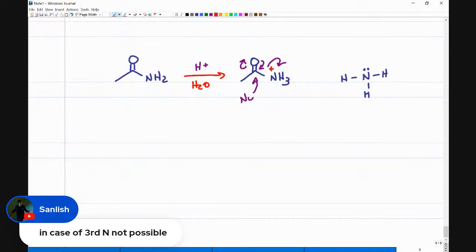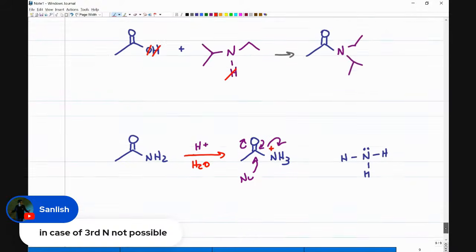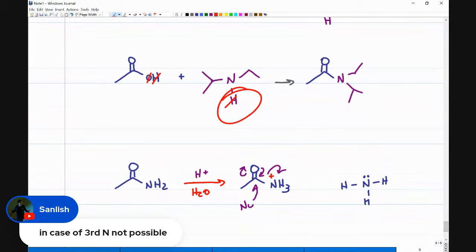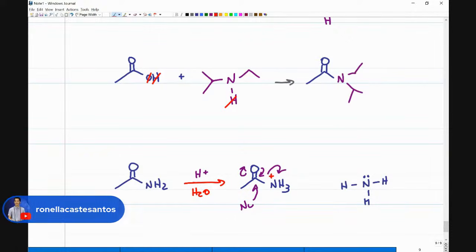Question. In the case of a third R group on the N, it's not possible? That is correct. If this right here was an R group, I have no hydrogen that I can deprotonate, and therefore I have nothing to take off to do the reaction. So this is where it would stop. You don't do it with a tertiary.